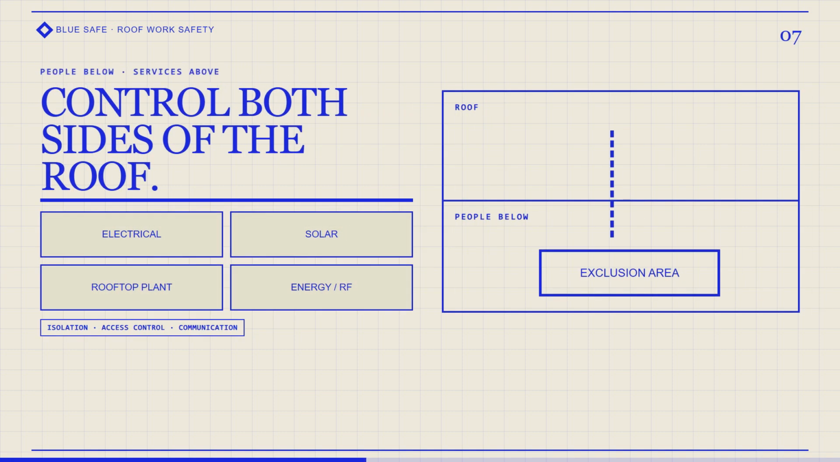Roof work can expose people who never step onto the roof. Isolate the area below from falling tools, materials and debris, and coordinate deliveries and other trades. Identify electrical services, solar equipment, rooftop plant and other energy or radiation sources before the task starts. Set the required isolation, access control and communication for the actual site.